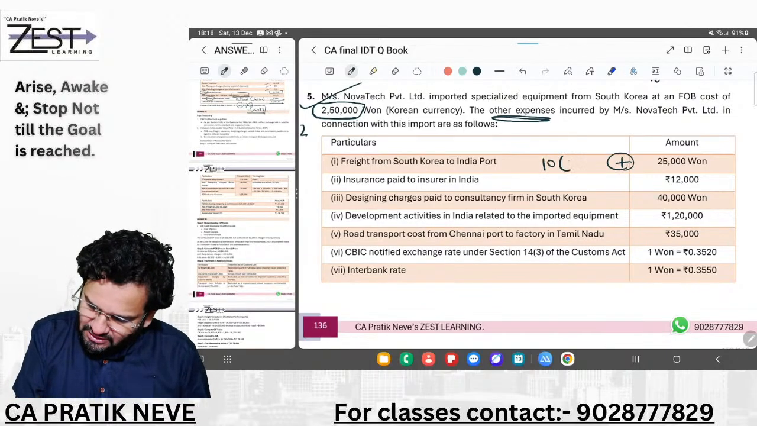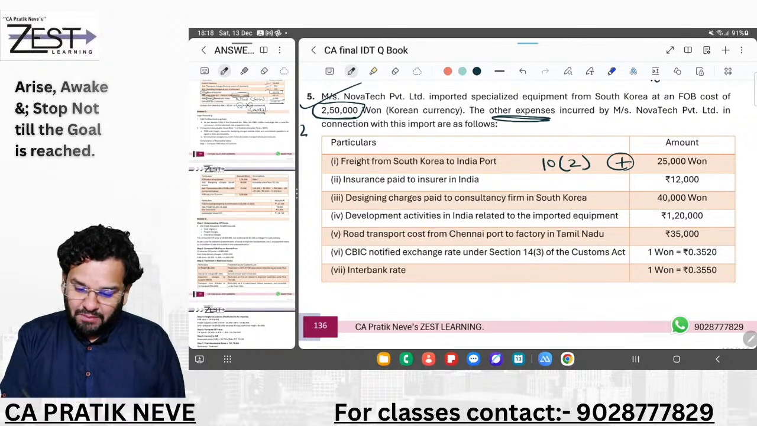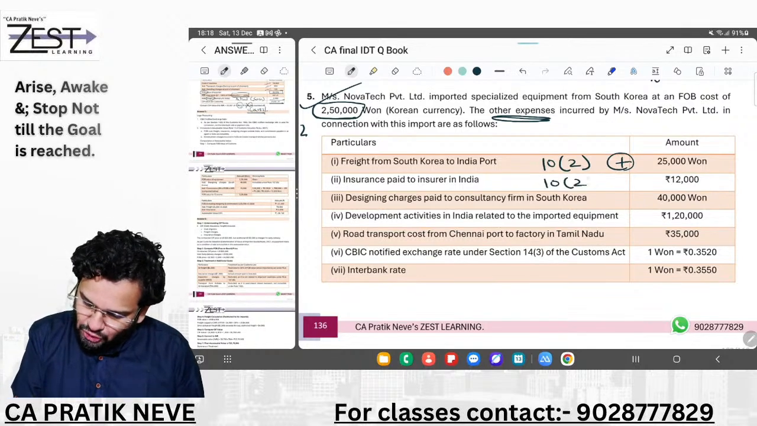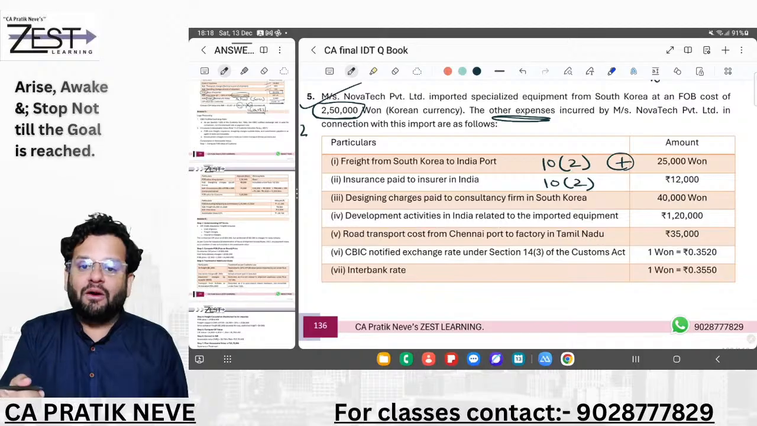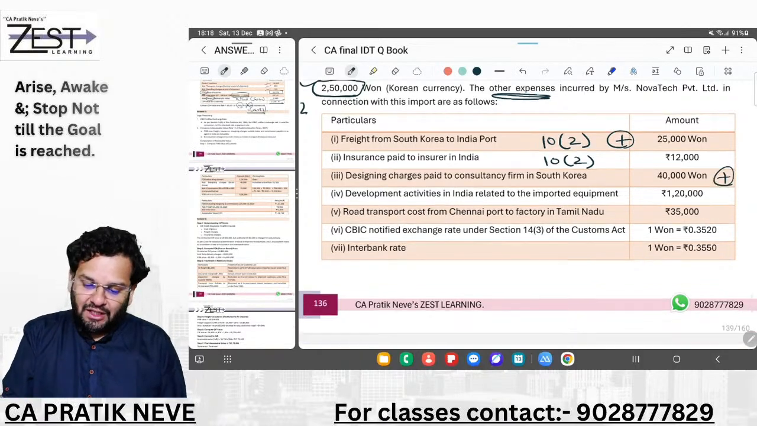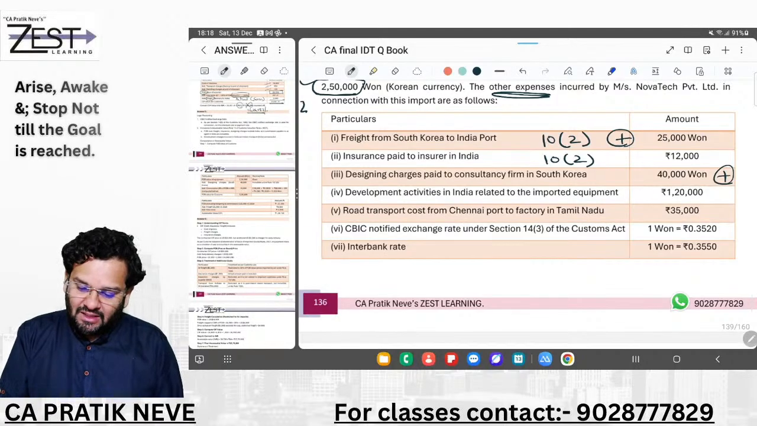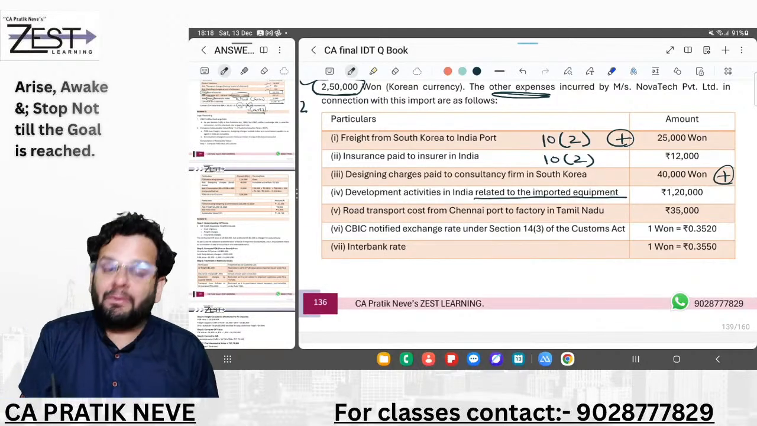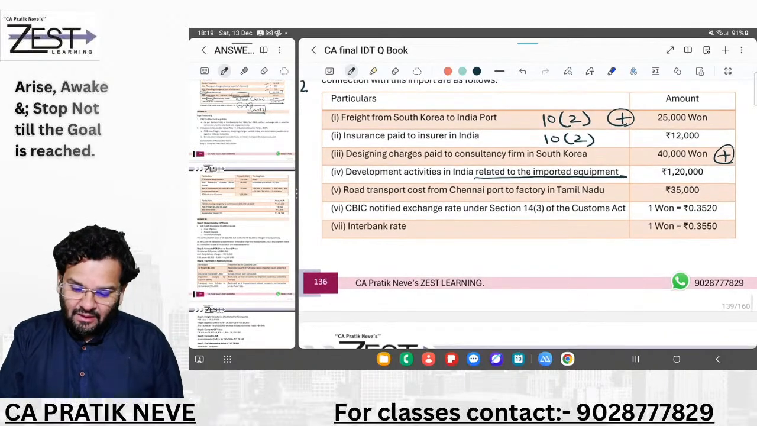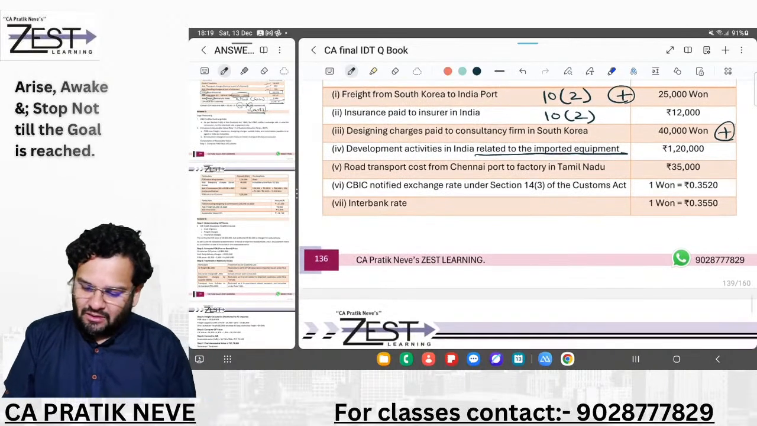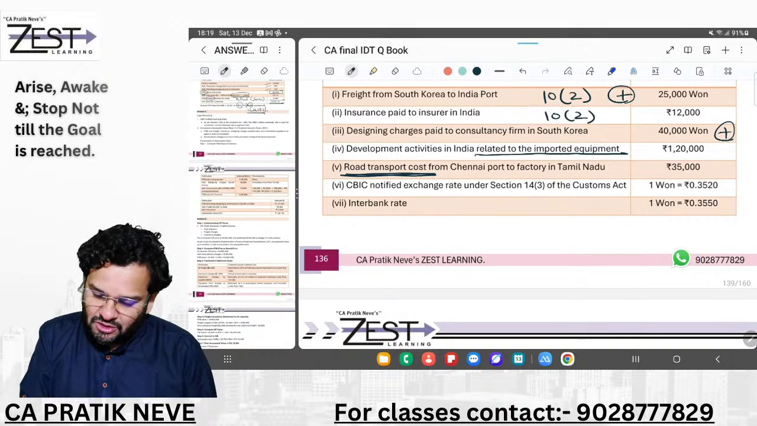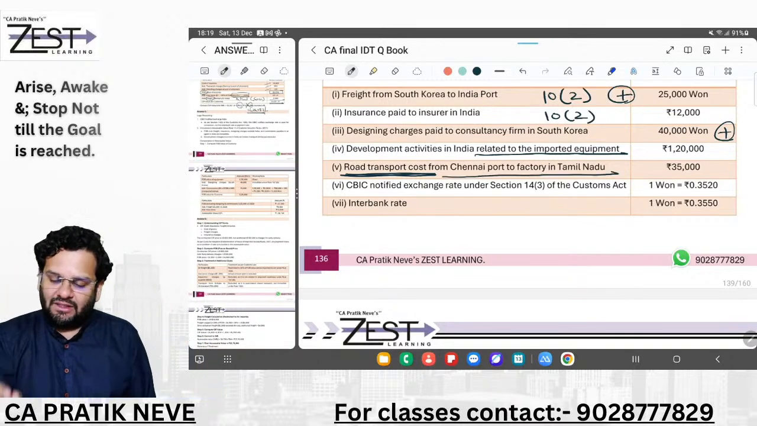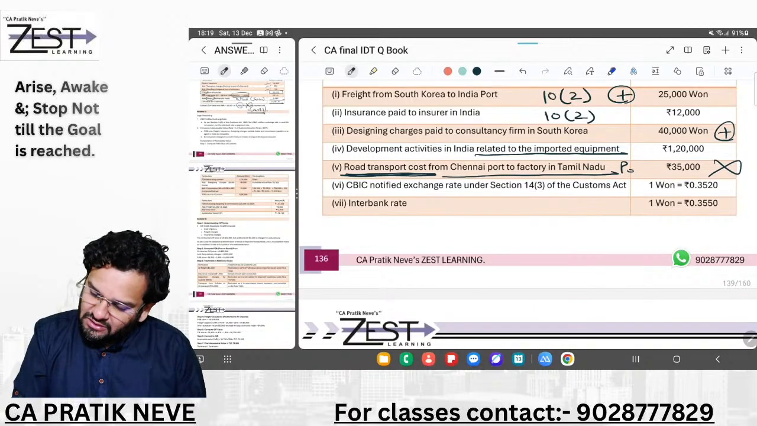This is an adjustment of 10 to. Insurance paid to insurer in India, 10 to insurance. Designing charges paid to a consultancy firm in South Korea: add while getting FOB. Development activities in India related to imported equipment. Okay, interesting. Are they part of supply that we have to check? Road transport cost from Chennai port to factory in Tamil Nadu: you will neglect this because it is incurred after importation.